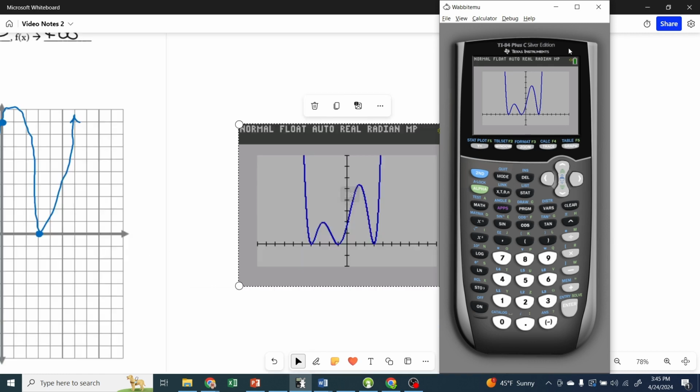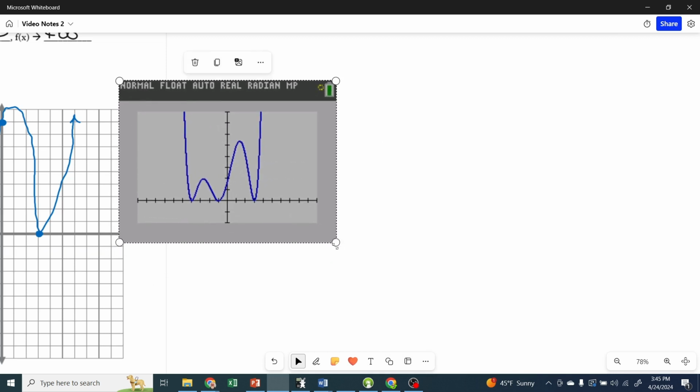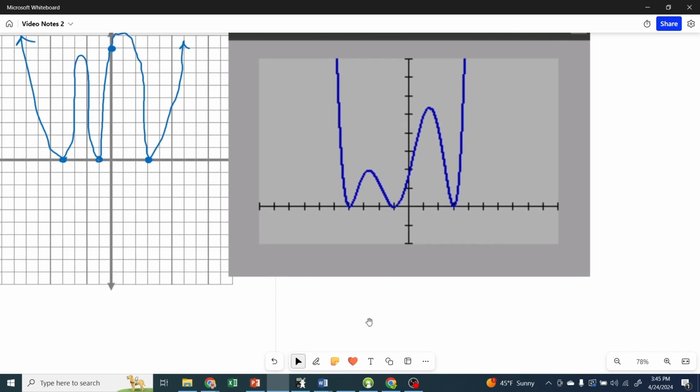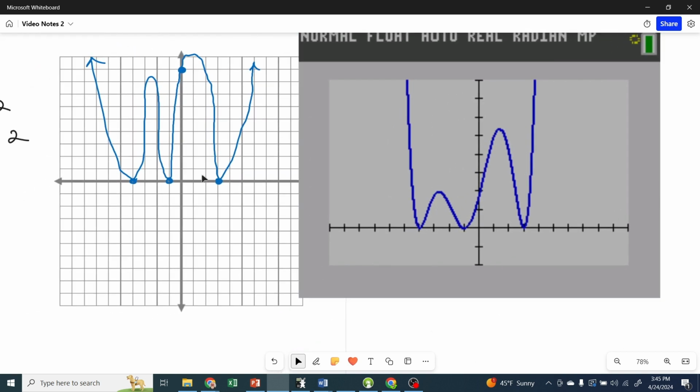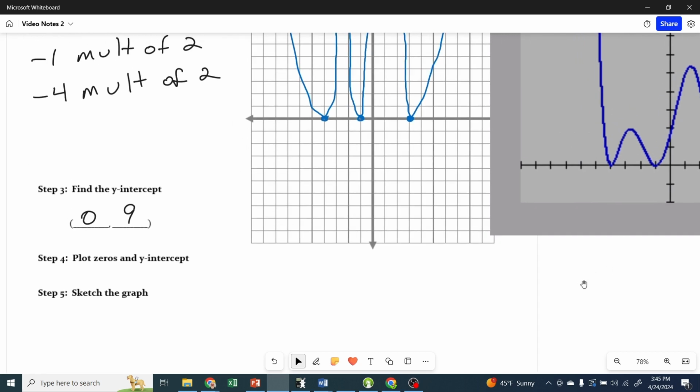So there is our final graph. Okay, granted, we had to make some adjustments with the scaling, right? But overall, we kind of get the idea about these humps like this. So that is graphing higher ordered polynomials.